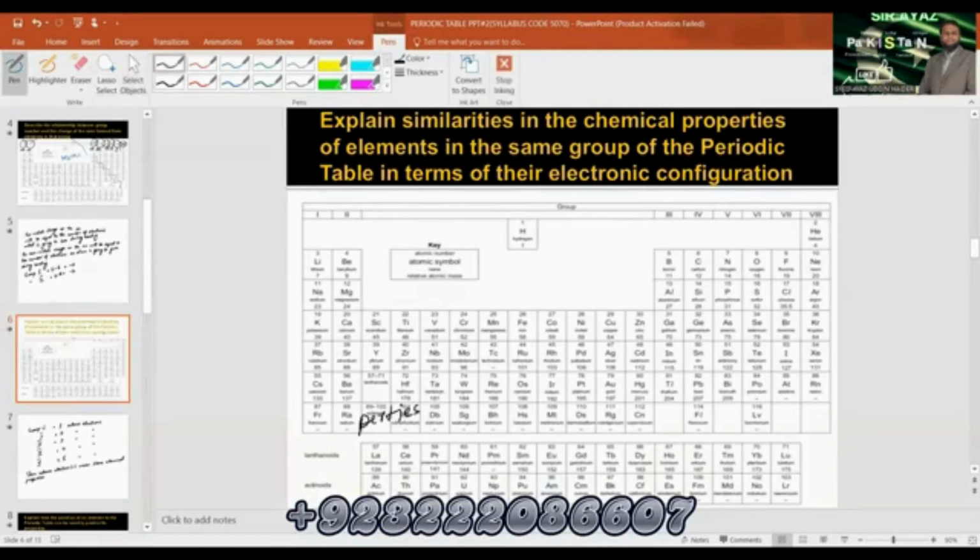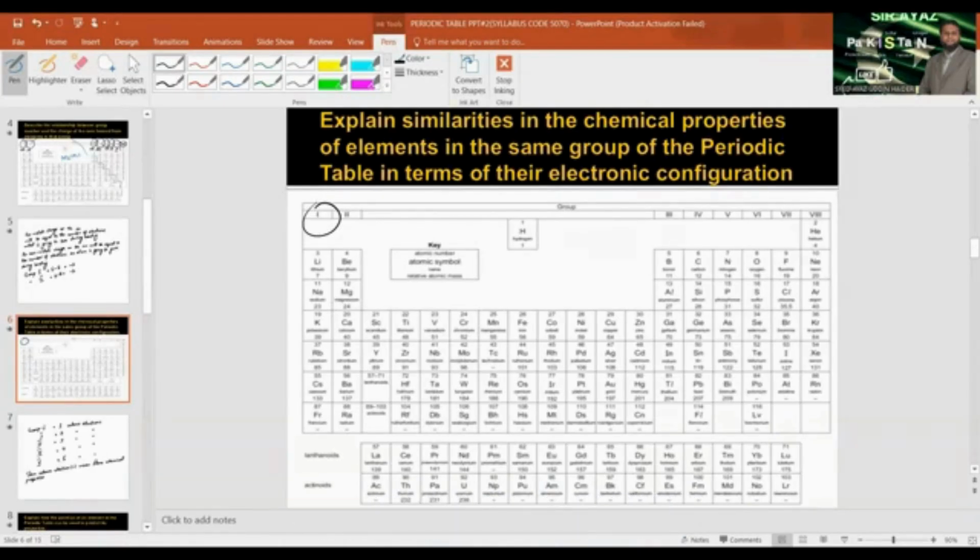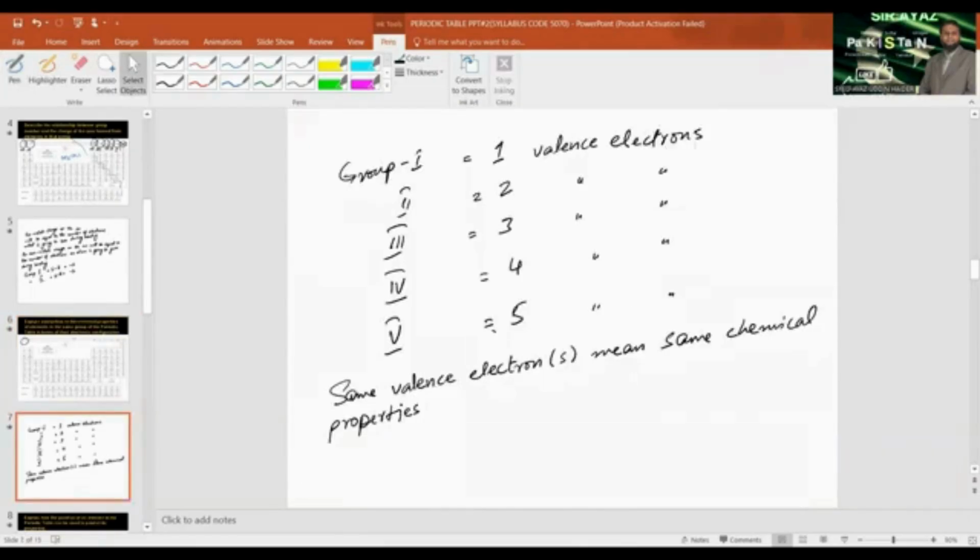For example, group number 1, they all are highly reactive metals. They will show the same chemical behavior. When we react group number 1 with oxygen, they all form oxides with the formula M2O. Why? Because the group number is 1, so the valency of the group 1 metal will be +1.